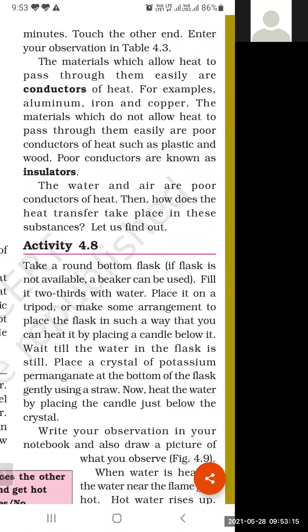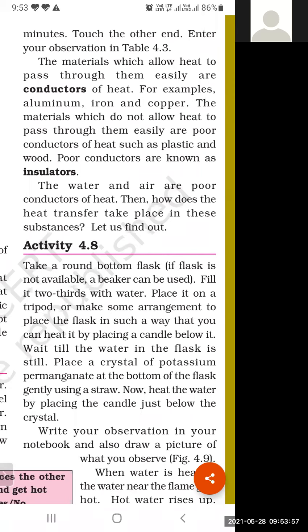Conductor, insulator. Make a heading, conductor. The material which allows heat to pass through it easily is called a conductor. Examples are aluminium, iron, copper. In the same way, you will make a heading, insulator, poor conductor, or bad conductor. Write these three words in the same heading. Underline this: the material which does not allow heat to pass through it is called a poor conductor of heat. Examples are plastic, wood, rubber. So these are examples of poor conductor or insulator, or you can say bad conductor.